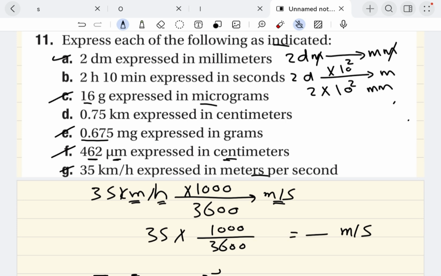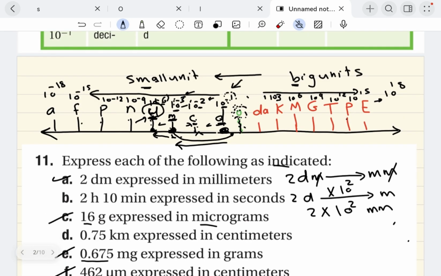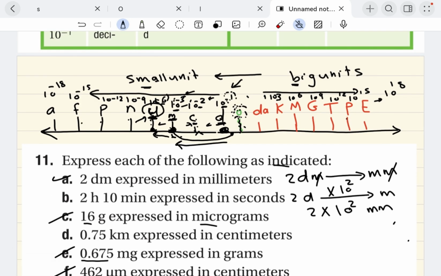Clear? That's all for this lesson. I wish you can memorize this line and do more practice, and I think it will be very easy to solve any question in this topic. Thank you very much.